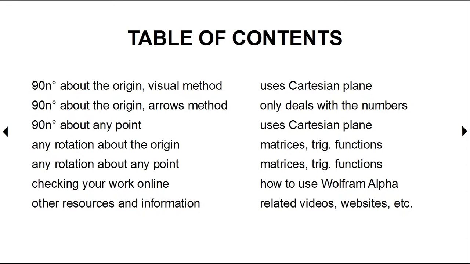This table of contents is clickable, so to skip to any part, just click on the item in the left-hand column and it will take you directly there. There's also a table of contents in the description that you can click on, and you can click on the left and right arrows to skip around in the video.